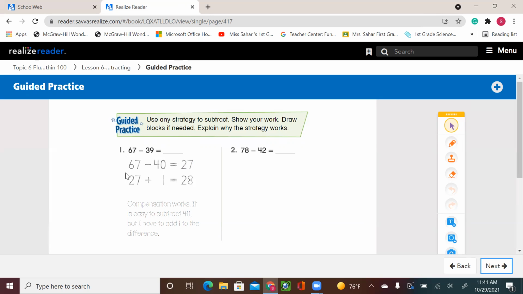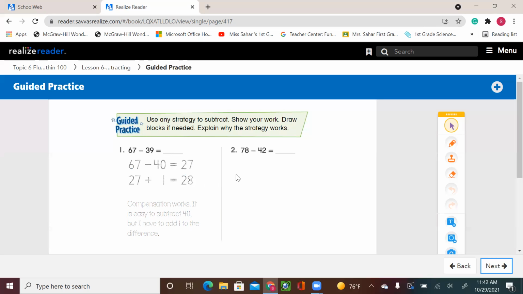67 minus 39. So what we start with, we use compensation here. So what we did, we added 1 to the 39 to make it 40, because I know it's easy to subtract when you have 0. So this is what we had before. It's easy to subtract 40, but you have to add the 1 to the difference, remember, because when we had it for addition, if you add to the first addend, you have to remove it from the second addend. So you don't forget to do that. So this way, we use the compensation.